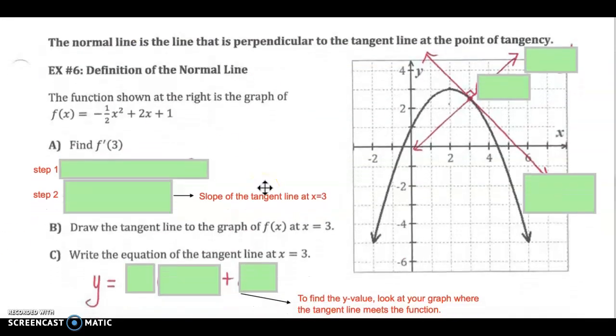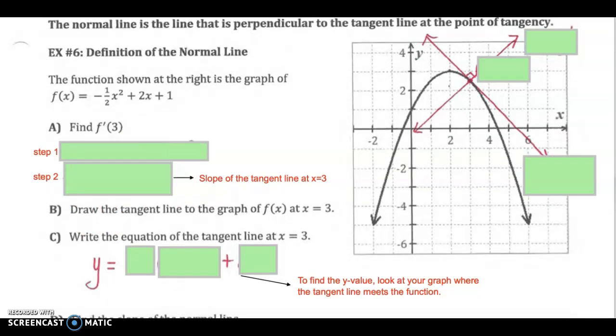Okay, example 6 talks about the normal line. The normal line is the line that's perpendicular to the tangent line at the point of tangency. It says the function shown at the right is the graph of f of x equals negative 1/2 x squared plus 2x plus 1. So that's this parabola right here.